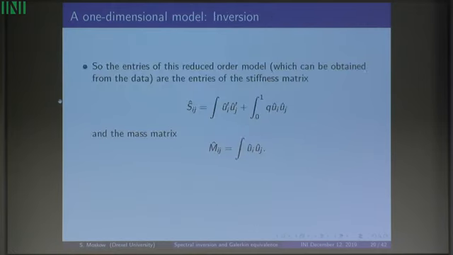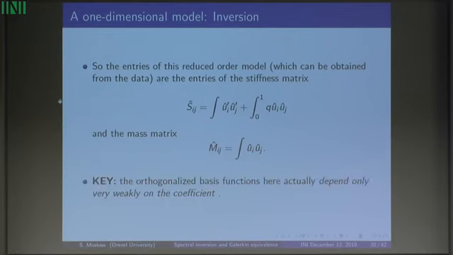Basically this model here is equivalent to what are called spectrally matched grids or finite difference grids, which give the same approximation of the transfer function. So the entries of this reduced order model, which can be obtained from the data, are the entries of this stiffness matrix and mass matrix, where M hat is just the identity.